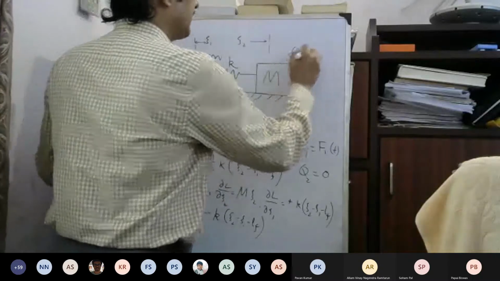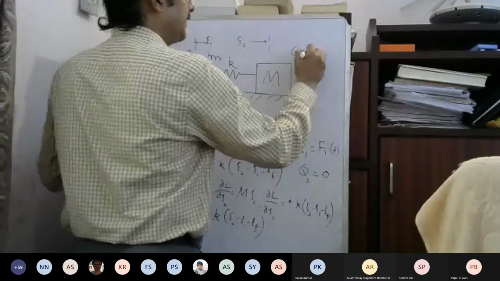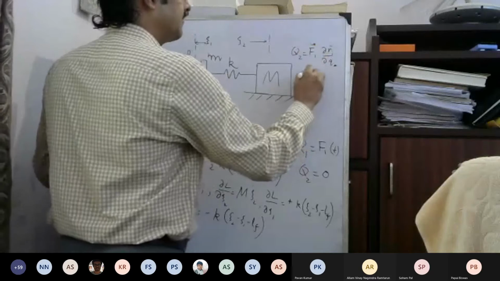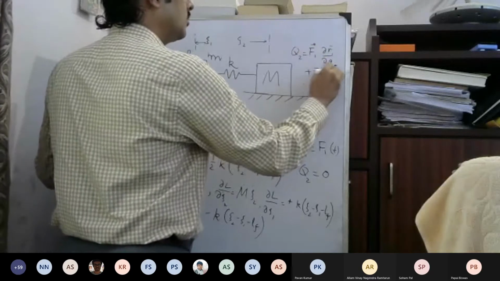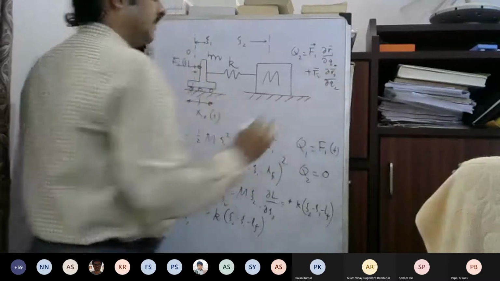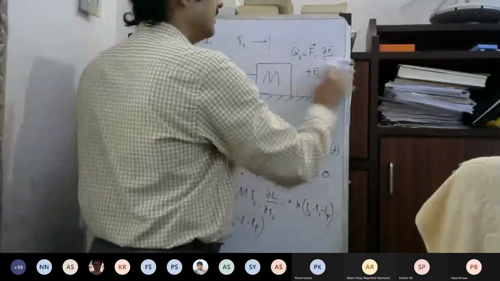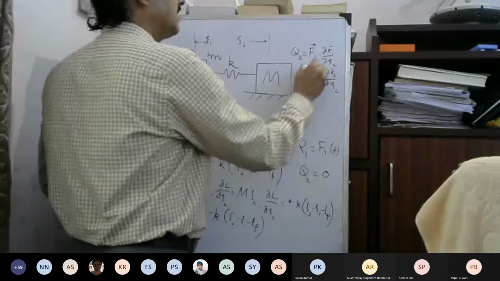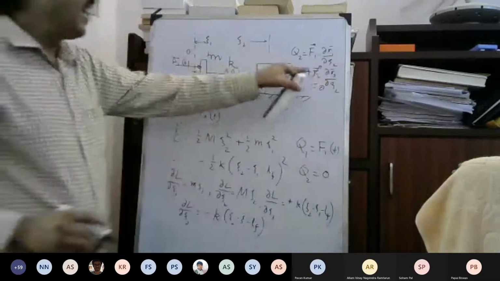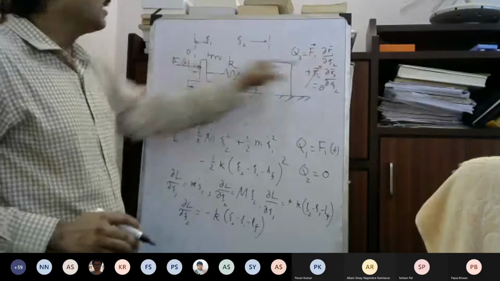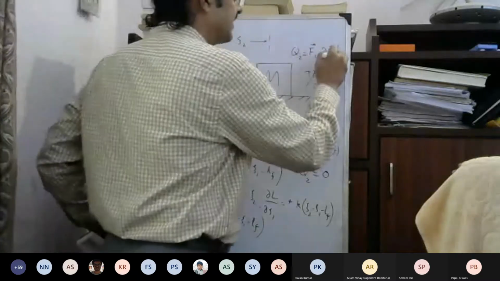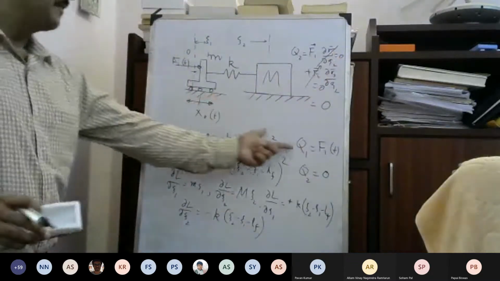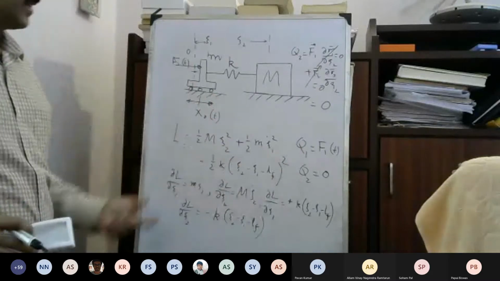Because Q2 will be the force on this, F1 dot del R1 del Q2 plus F2 dot del R2 del Q2, and Q2 means that this is zeta 2. F2 is equal to 0, there is no force acting on it, and R1 is zeta 1 i, so this partial derivative is equal to 0, therefore Q2 will be equal to 0. So I have Q1 equal to F t, Q2 equal to 0.